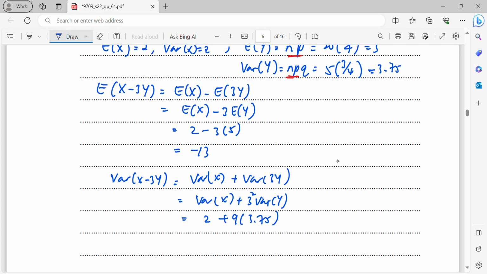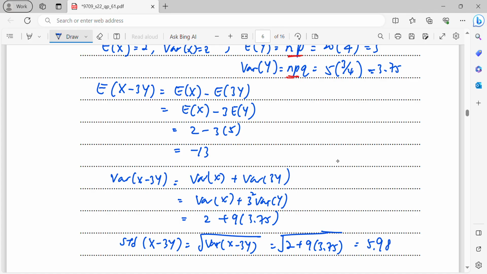Alright, now my standard deviation of x minus 3y is going to be the square root of variance of x minus 3y. Here I didn't count what the value is, so I will just write it down and give you the final answer. Rounding to 3 significant figures, that will be 5.98. So that's the solution for the mean and standard deviation of x minus 3y.